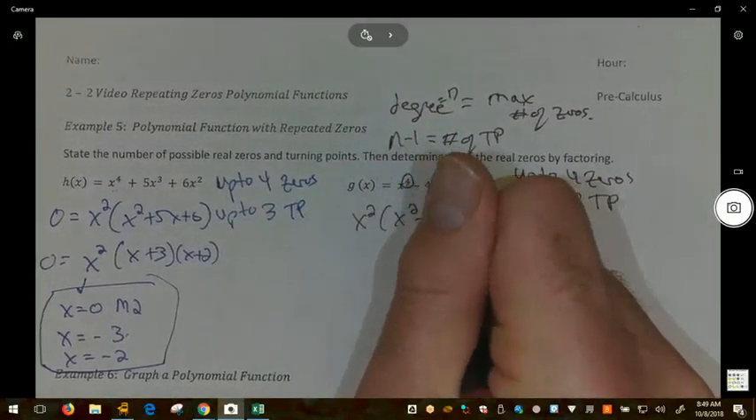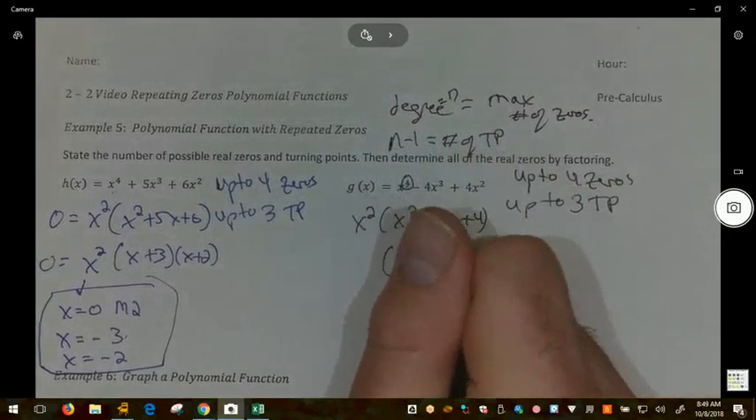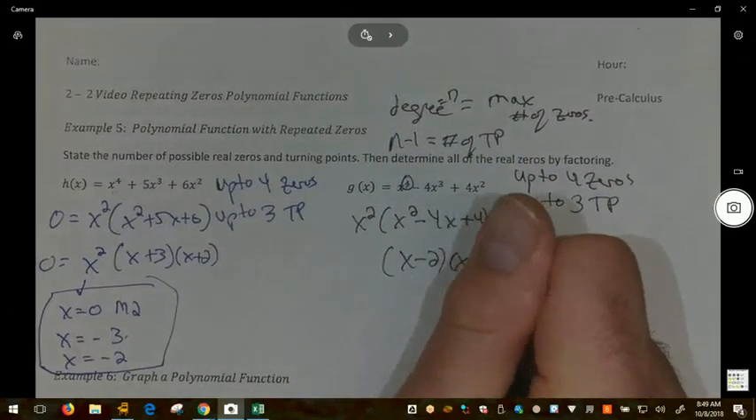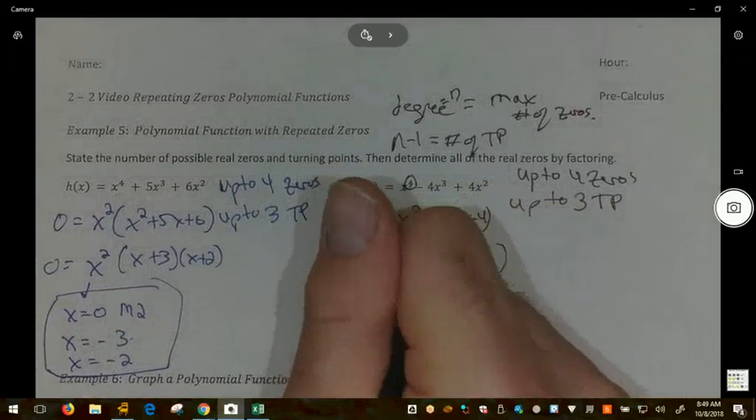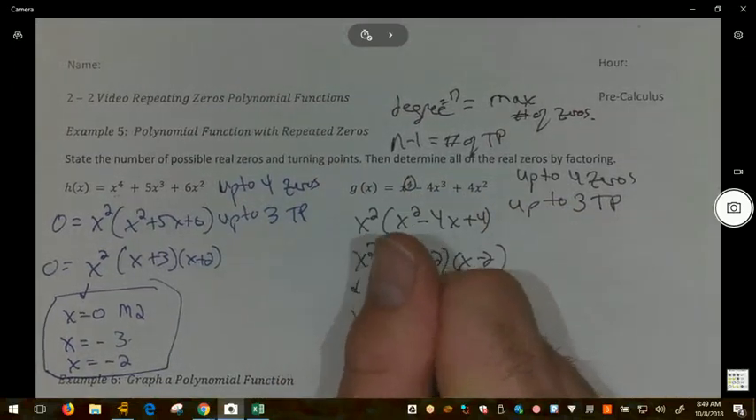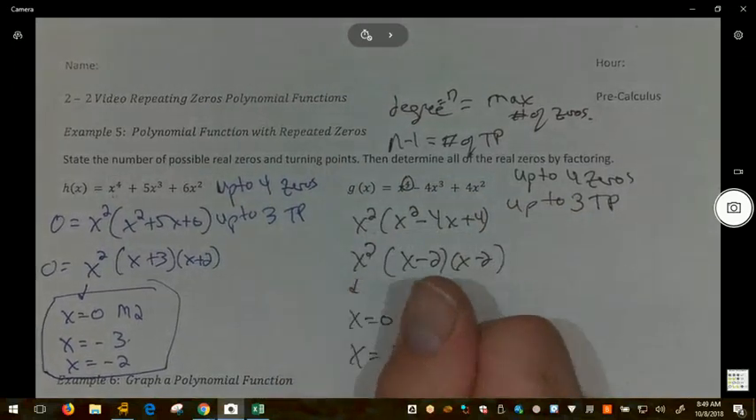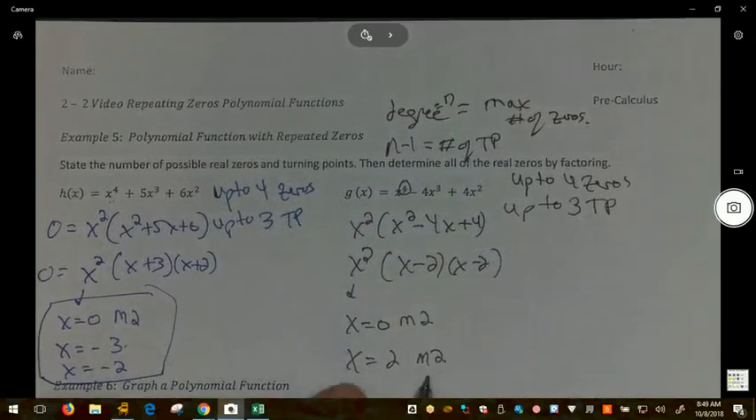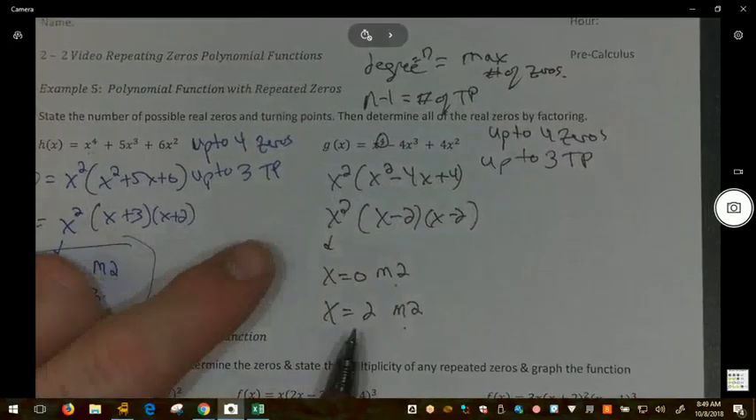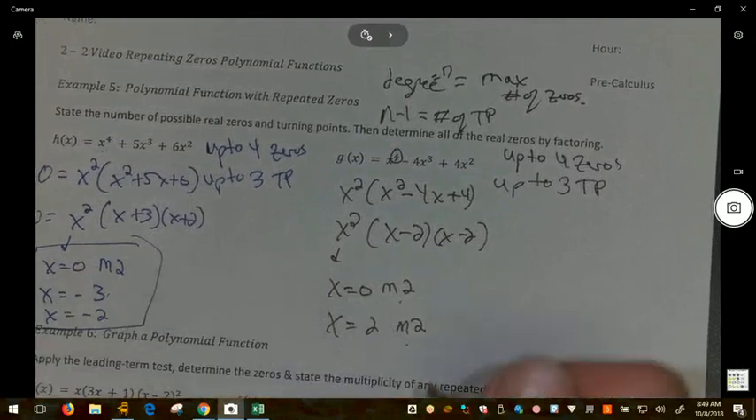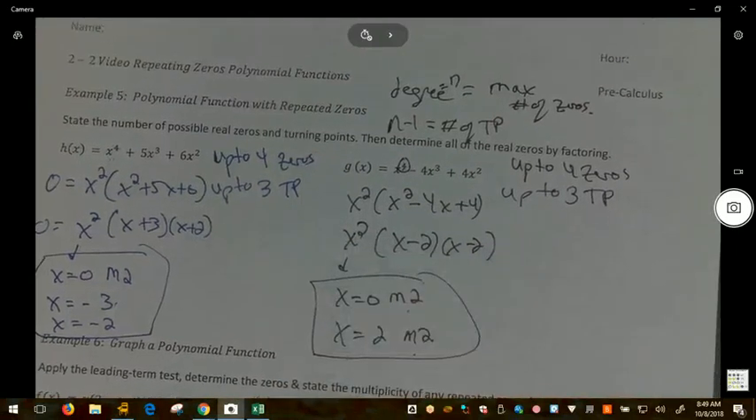So for this one, x squared will factor out yet again. So x squared minus 4x plus 4. This is x minus 2 by x minus 2. So I have x equals 0 with multiplicity 2 and x equals 2 with multiplicity 2. Two factors of x, but this is repeated twice and this is repeated twice. They have multiplicity.